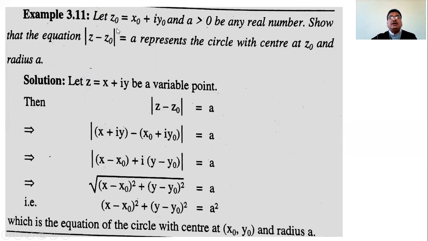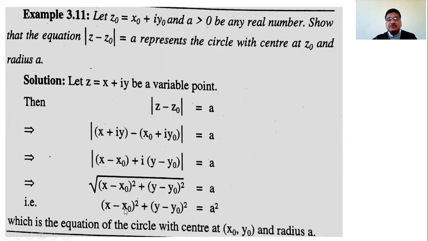Next example: z0 is x0 plus iy0, and a is greater than 0, any real number. Then show that the equation mod z minus z0 equals a represents the circle with center z0 and radius a. Suppose z is x plus yi as a complex number, and z0 is given as x0 plus iy0. Substitute z minus z0, and then take the real part in one bracket and the imaginary part, that is the coefficient of i, and then its modulus is what? It's the square root of the real part squared plus the imaginary part squared, y squared, which is equal to a.